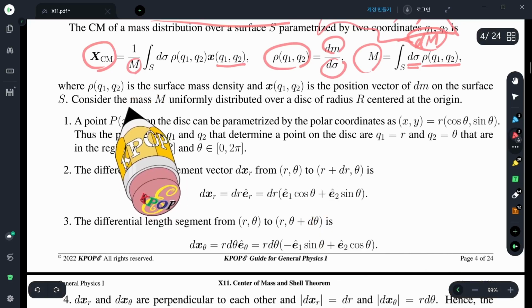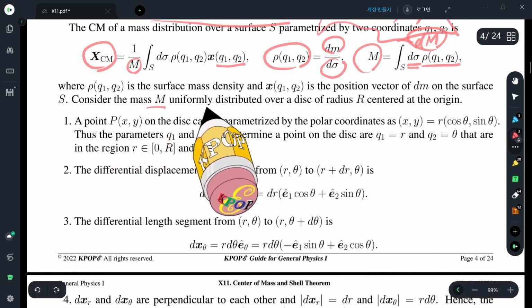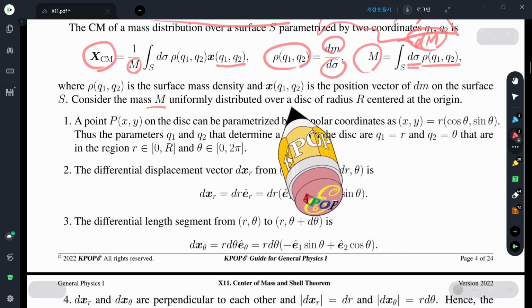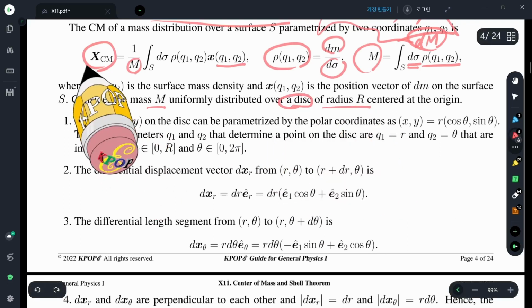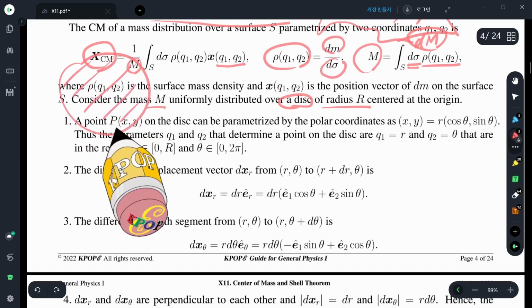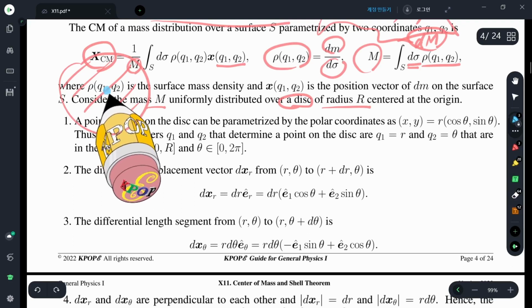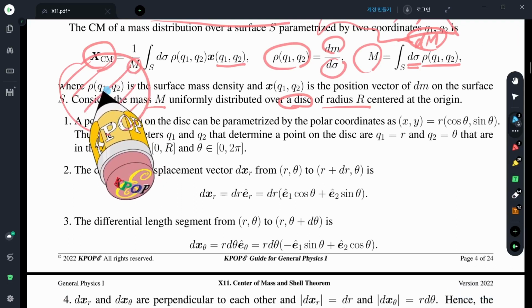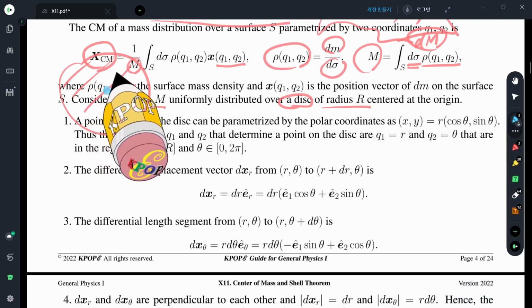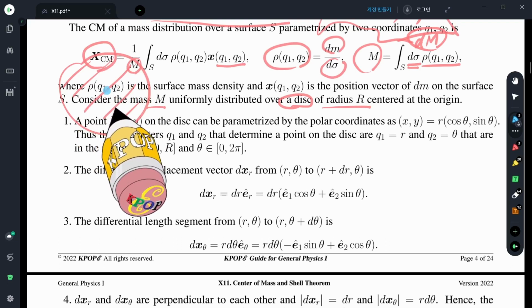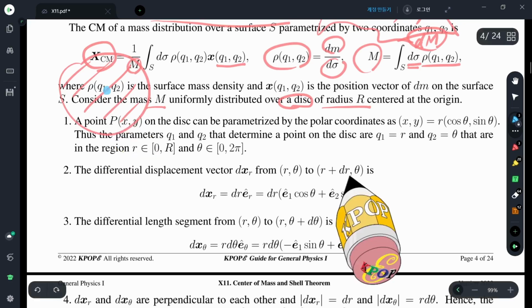Let us consider the mass m uniformly distributed over a disk of radius r, a uniform disk. Before calculation, we already know, because of the symmetry, that the center of mass of the disk must be the center of the disk. So actually we don't have to compute, however this is a good training to evaluate zero using the polar coordinate system.